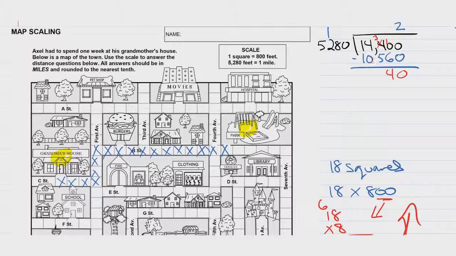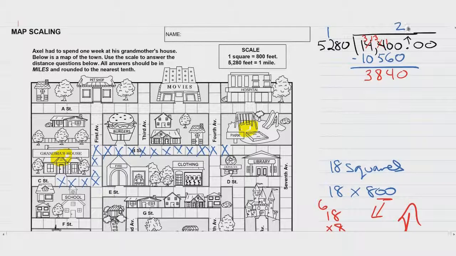You can't do 3 minus 5, so the 3 has to go to the 4 and say, hey, can I borrow? And the 4 says, of course. So the 4 becomes a 3. The 3 becomes a 13. 13 minus 5 is 8. 3 minus 0 is 3. And 1 minus 1 is 0. Of course, you know what we're going to have to do next. We're going to have to add a decimal with 2 zeros.